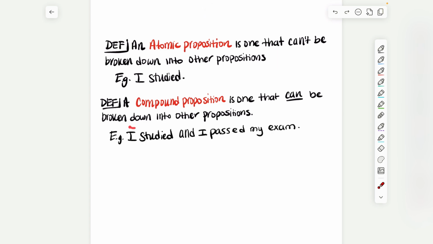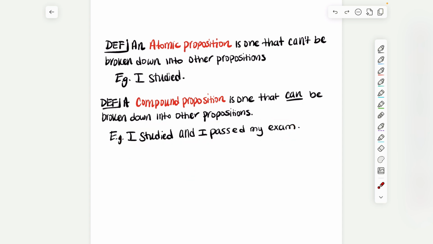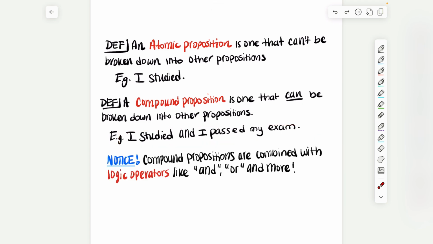For example, "I studied and I passed my exam" can be considered one proposition P, but it's a compound proposition because you could take a look at it and break it down into other propositions, into smaller propositions. We can call this proposition R, we can call this proposition Q. The variables do not matter. So these themselves are atomic propositions, but when put together, it's a compound proposition. So notice, compound propositions are combined or connected with what we call logic operators or connectives like "and", so in this case we see an "and" or and more.